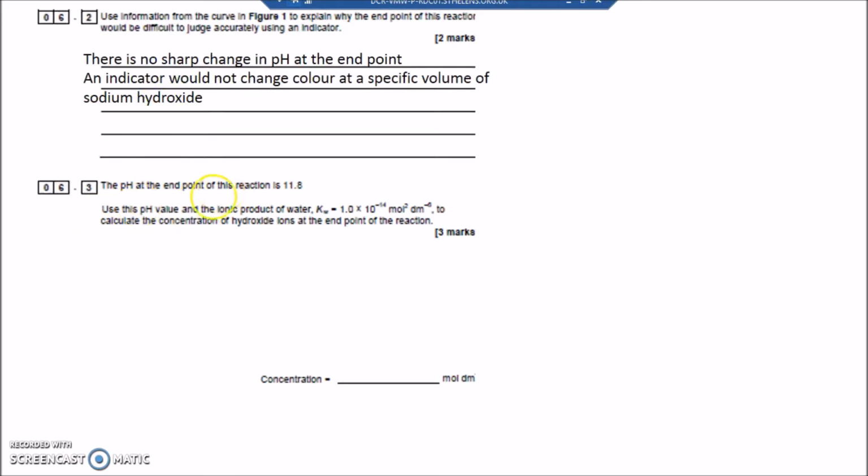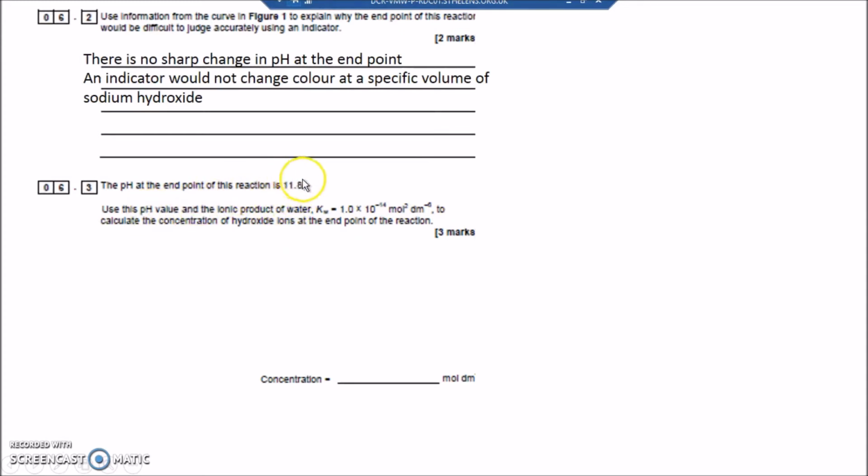The pH at the end point or equivalence point of this reaction is 11.8. Use this value and Kw. Kw equals the H+ concentration multiplied by the OH- concentration. So 1 times 10 to the minus 14 is H+ concentration multiplied by OH- concentration. Use the pH value of 11.8.